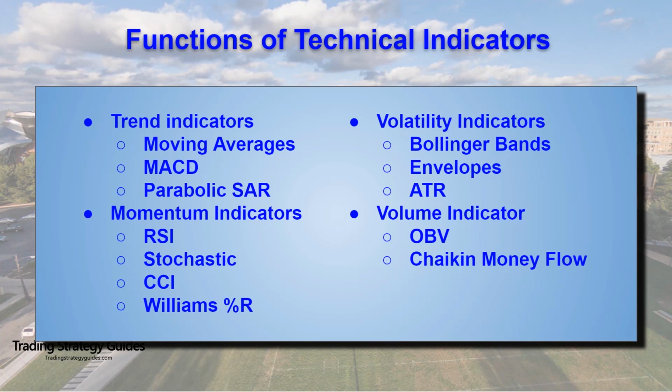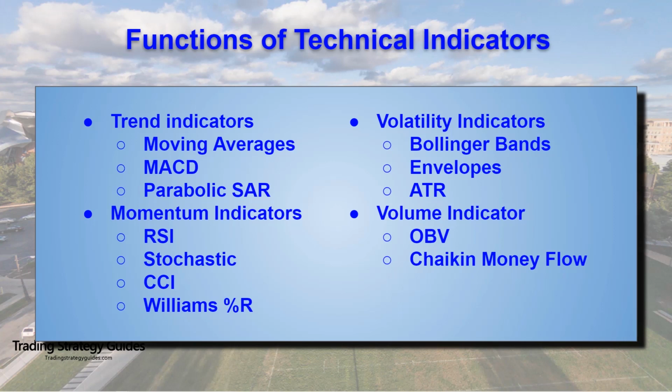At the same time, all technical indicators can also be divided by their functionality and applicability as follows. Trend indicators: moving averages, MACD, parabolic SAR. Momentum indicators: RSI, stochastic, CCI, Williams %R. Volatility indicators: Bollinger Bands, envelopes, ATR. And volume indicators: OBV and Chaikin money flow. Understanding the differences and the similarities between the types of technical indicators can help you better read the information they provide and then decide how to trade.